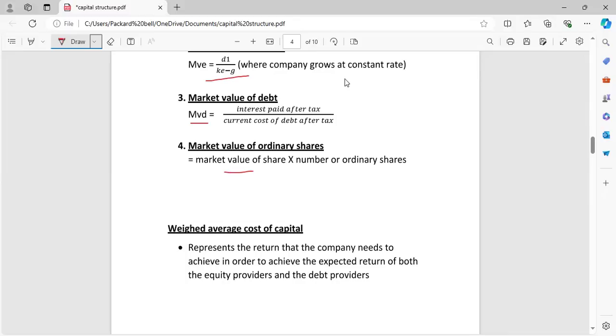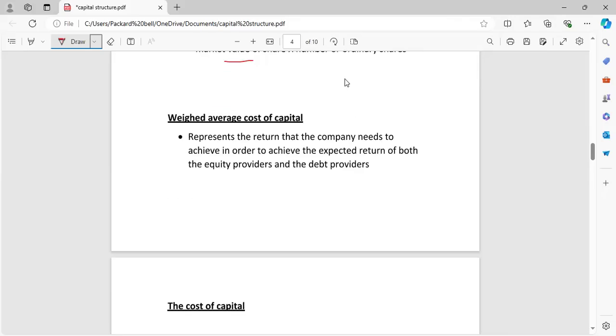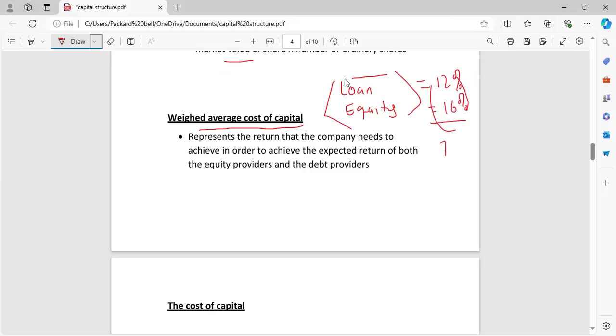What else? Let's look now at the weighted average cost of capital. What is this weighted average cost of capital? If we borrow a loan and equity, the weighted cost is one cost that is going to represent this. If the loan is bearing an interest of 12% and equity 16%, the weighted average is going to average these two into one cost of capital. So that is going to be the weighted average cost of capital.